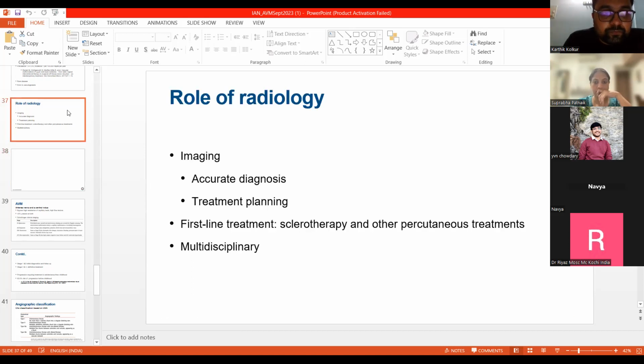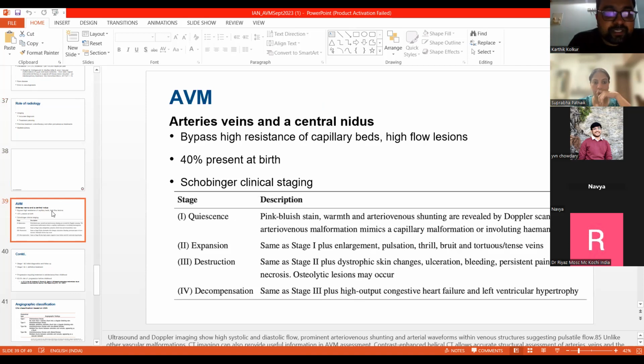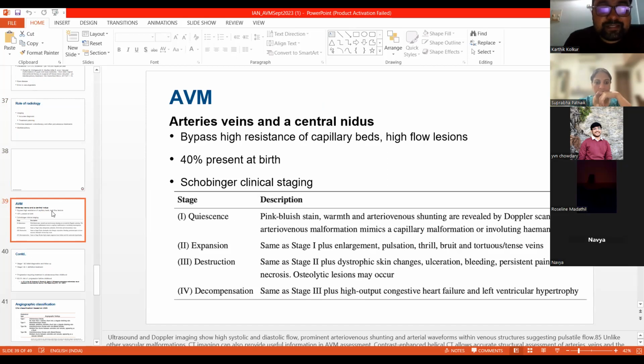So, with this discussion of term baby with an AV malformation, we will have a little recap about AV malformation: the clinical staging of AV malformation and the various classifications available in diagnosing AV malformation. As we all know, an arteriovenous malformation is basically a connection between the arterial veins and the central nidus, and there is a bypass with high resistance of the capillary beds and high flow lesions.